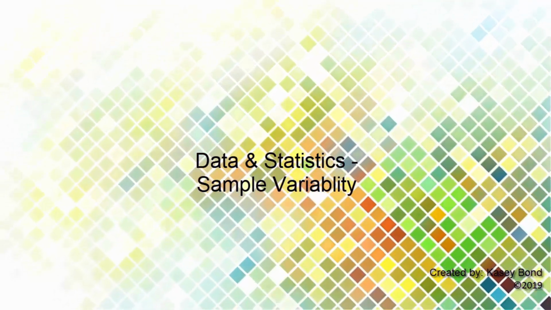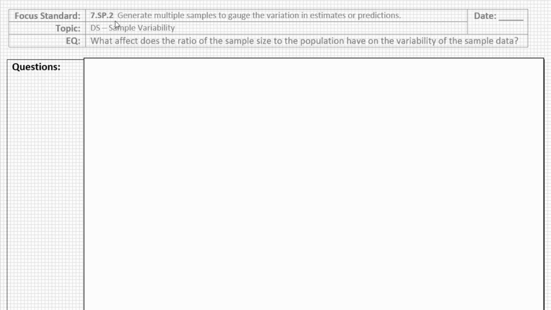For today's lesson, our focus standard comes from Grade 7, Statistics and Probability, Standard 2. Generate multiple samples to gauge the variation in estimates or predictions. Our topic for this lesson comes from Data and Statistics, Sample Variability.